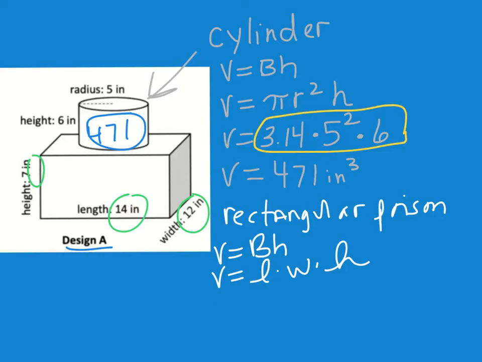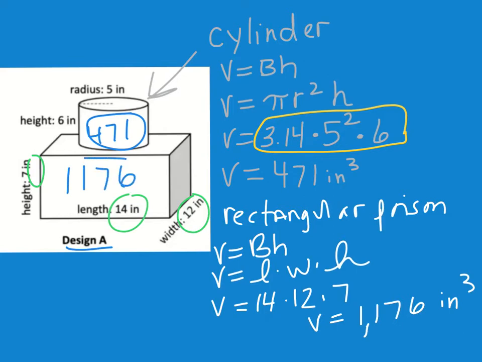Okay, so that's going to be 7 times, well, we can do these in any order, but technically it's 14 times 12 times 7. So multiply all that together, and it's 1,176, and that's inches cubed. Okay, so in here it's 1176.